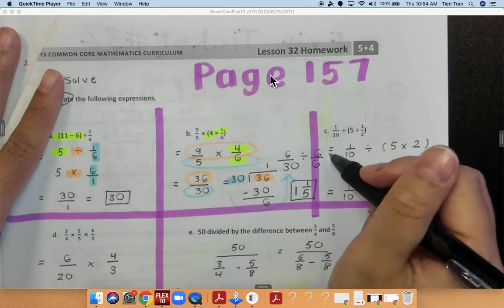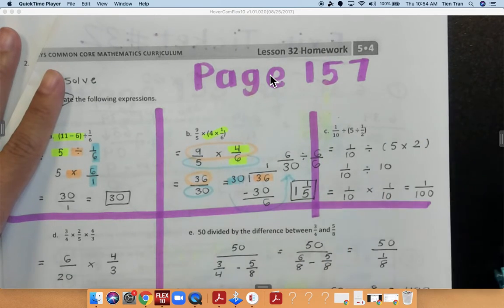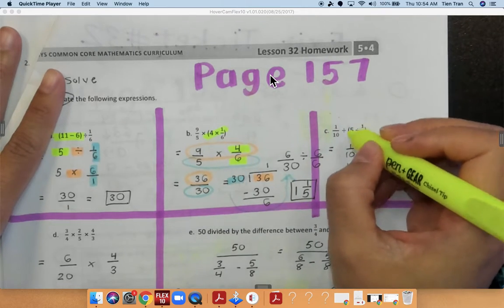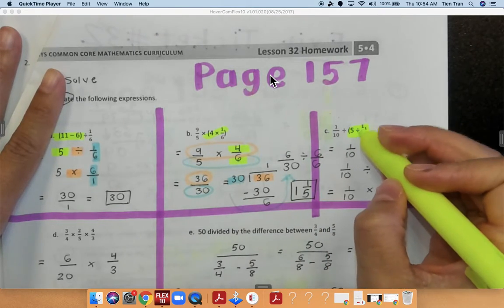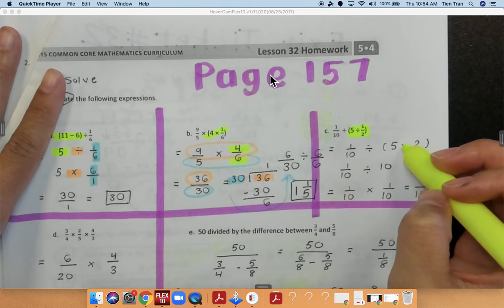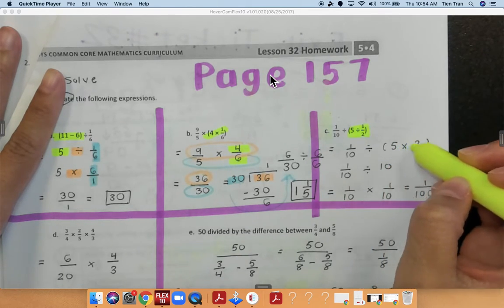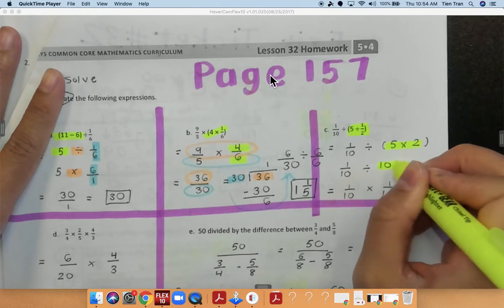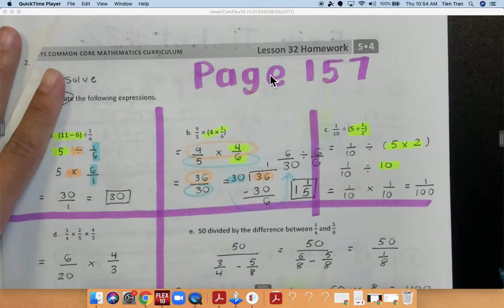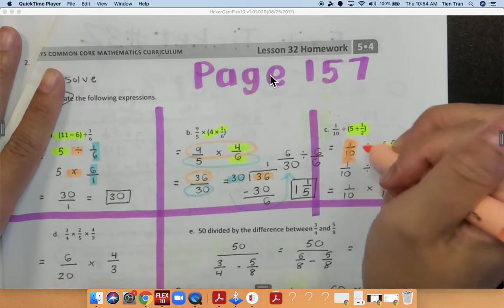Okay, over here we have 1/10 divided by 5 divided by 1/2. What we're going to solve first is parentheses. Parentheses is always first, boys and girls. So our division sign is going to flip to a multiplication. 1/2 is going to flip to 2. So we have 5 times 2, which is equal to 10. And this 1/10 stays the same because we haven't done anything yet to it.